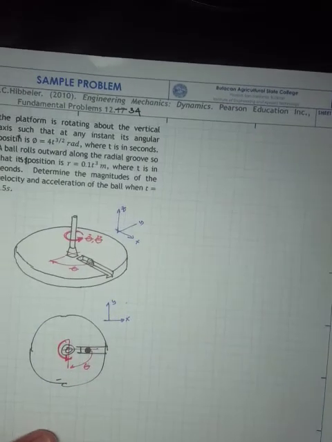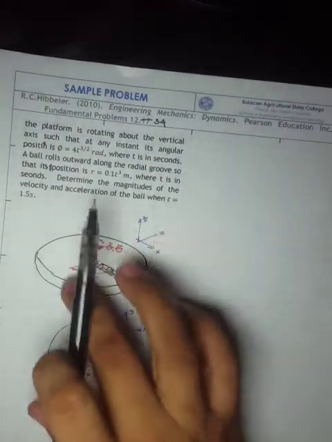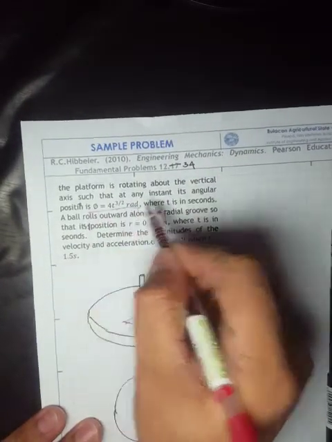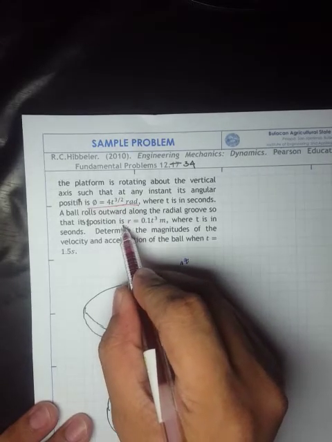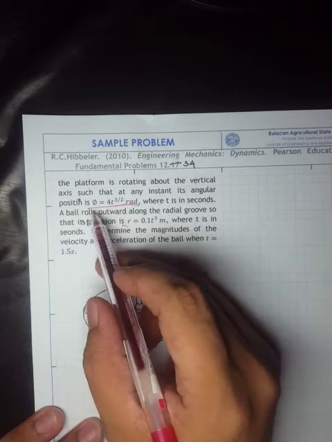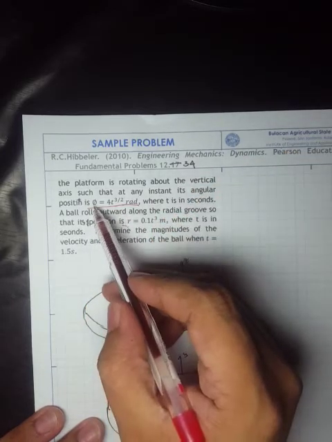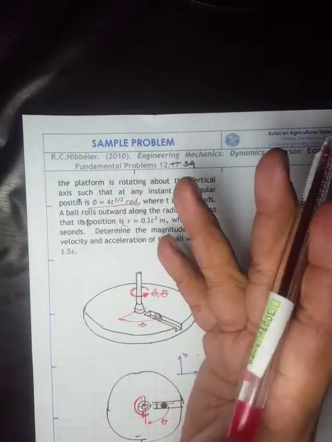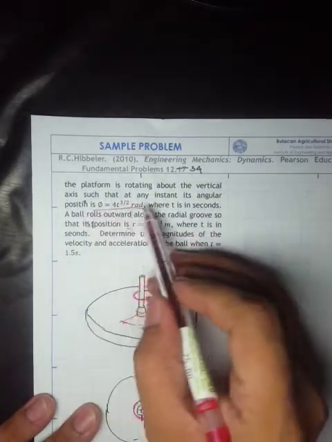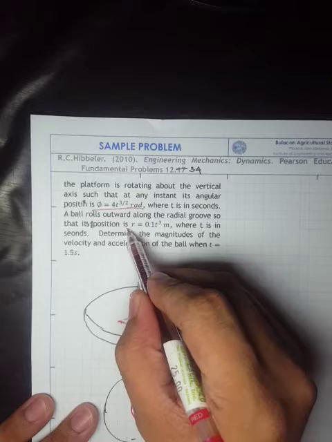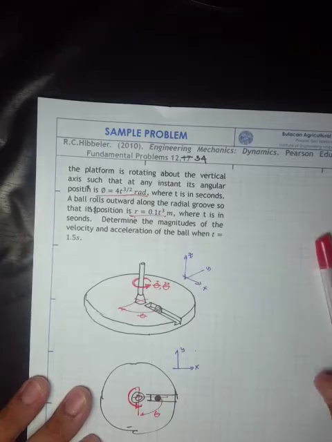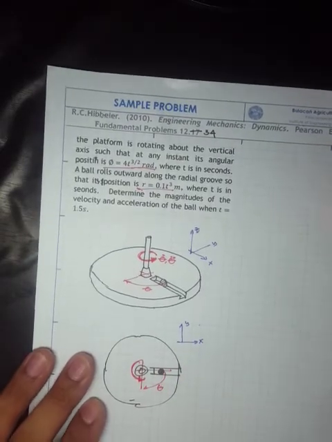So back to our problem, we have this platform rotating, and we're given this angular displacement and this linear... I mean, sometimes when I say displacement, I just mean position. Anyway, displacement is simply a change in position, a delta theta. So this one is our angular position, and this r is our radial position, or sometimes I refer to it as linear position.